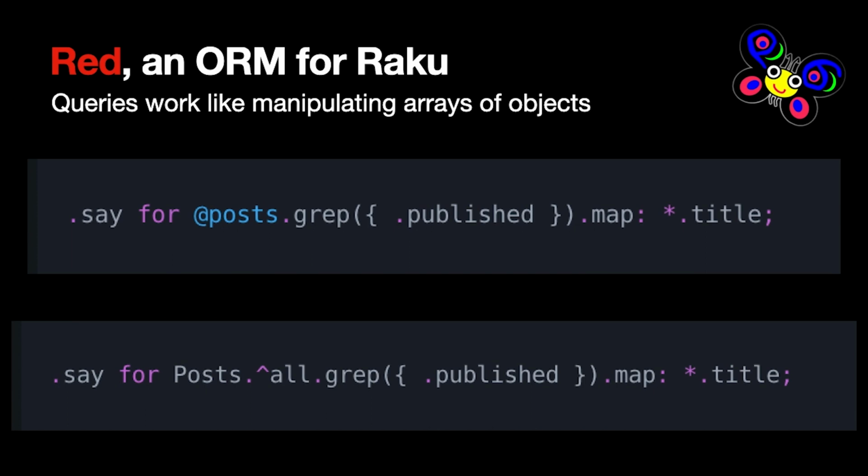Then we grab the published posts from @posts and use map to get the titles. Grep on @posts returns a Seq. This Seq is kind of a representation of all the published posts. It does not contain the posts, but it knows how to get them. It will only get the items once it gets iterated over, but that's not the case here.